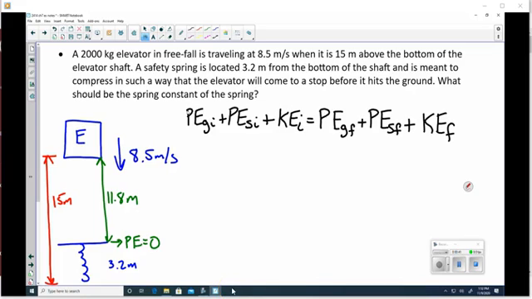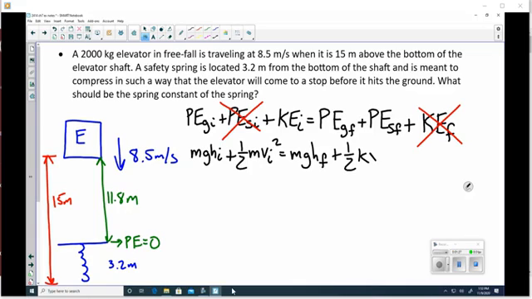So again, we're going to use energy conservation. The spring is not initially compressed, so there's no initial spring potential energy. And the elevator is going to come to a stop, so there's no final kinetic energy. So initially, it's 11.8 meters above where it meets the spring, and it's traveling at 8.5 meters per second.